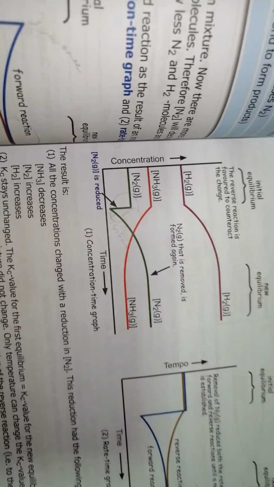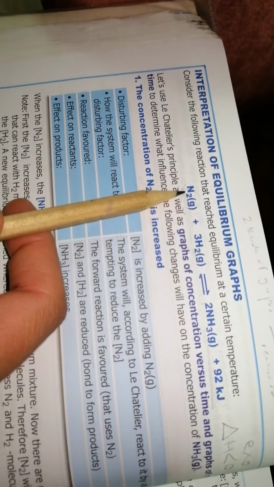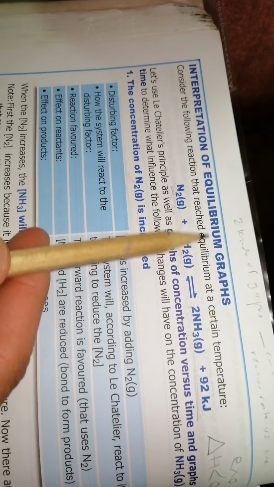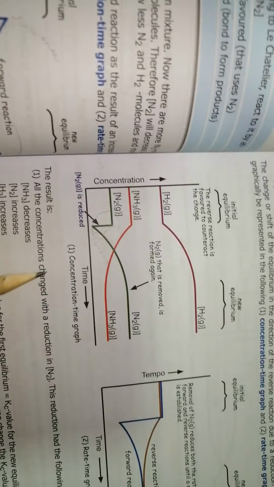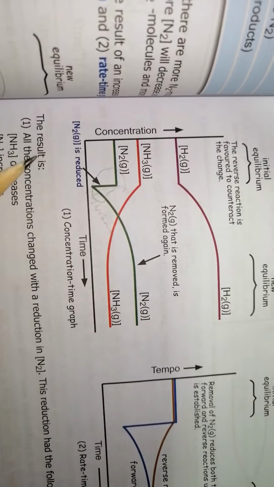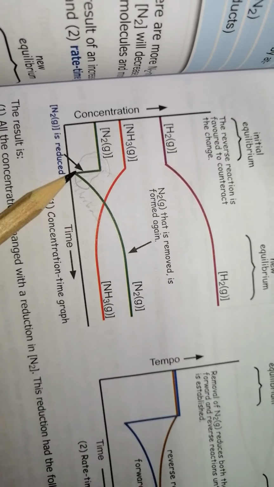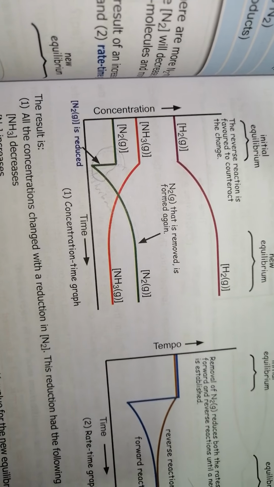So you lowered it, and if you are lowering a reactant, remember, if you're taking out nitrogen, now you need to make more nitrogen, so the reverse reaction is favored. And if the reverse reaction is favored, you're making more reactants and less product. And after the nitrogen is lowered, can you see it began to increase? Now it's increasing because the reverse reaction is favored.